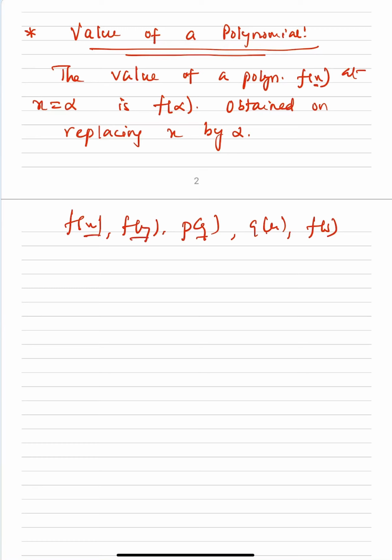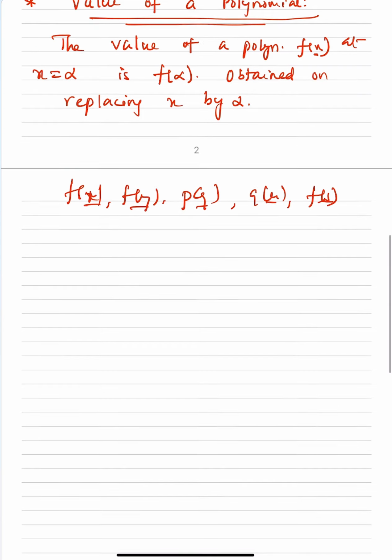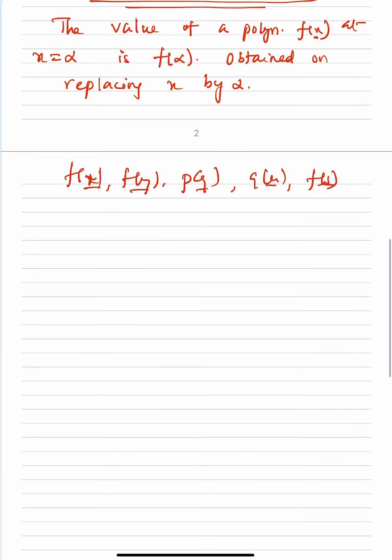Anything, any variable, by putting the variable whatever is asked instead of this variable, and the value which you get is called the value of a polynomial. Let us take an example. Suppose f of x is equal to x square plus 2x plus 3.